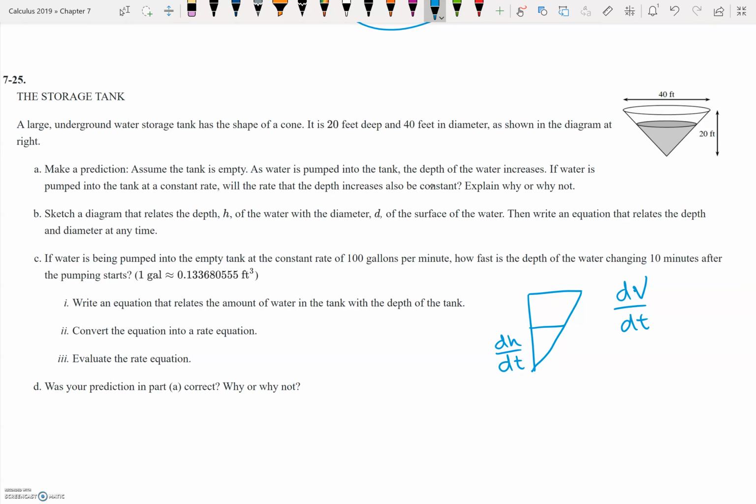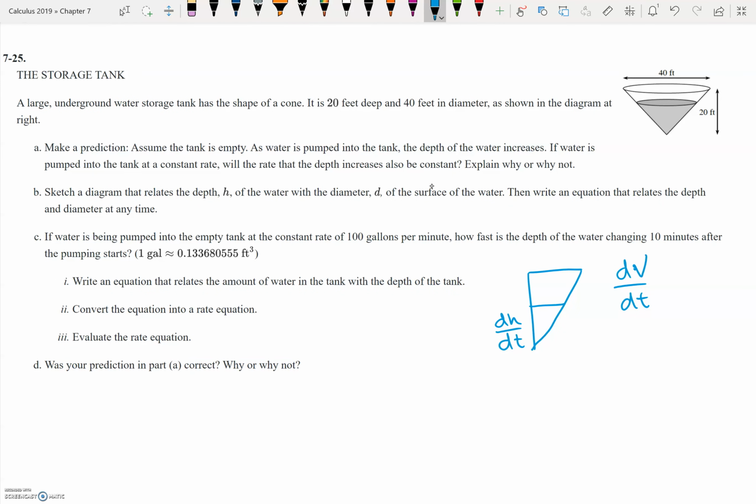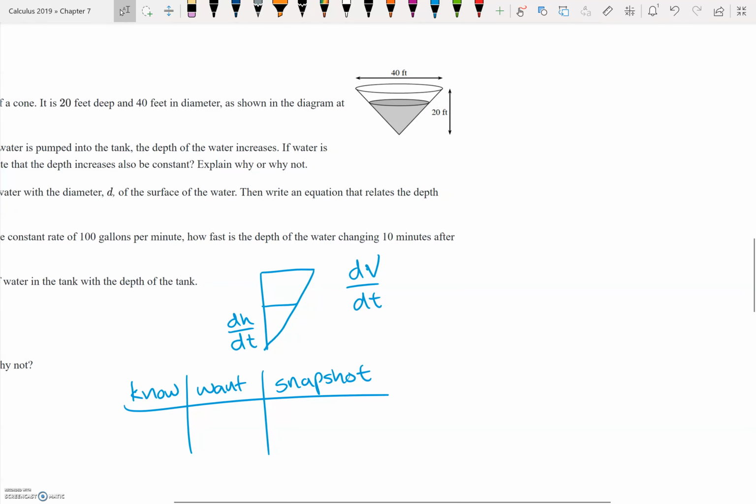And let's go ahead and fill in our snapshots because we're going to solve a problem here. So we have what we know, what we want to know, and we have a snapshot. And then let's go ahead and talk about our volume. So we know that the volume of a cone is going to be 1/3 pi r squared times height. The problem here is that we have two variables, and given the fact that I have these two pieces of information, it is not going to help us out. We don't want to have two variables. We want to have just one.